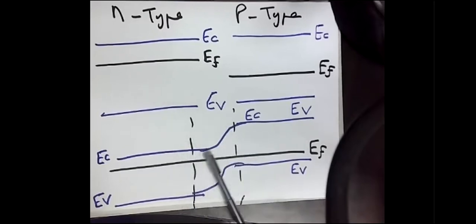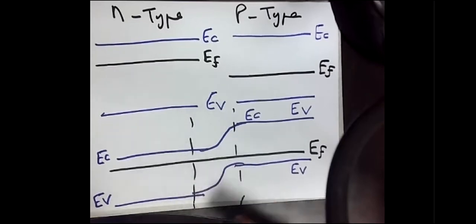We call it built-in because it's a natural potential. No external bias is applied to the semiconductor device. This is a naturally created potential due to merging the n-type region and the p-type region. Okay, but will this potential produce electrical current? Let's see. As you know, this region is a p-type region and this region is an n-type region.